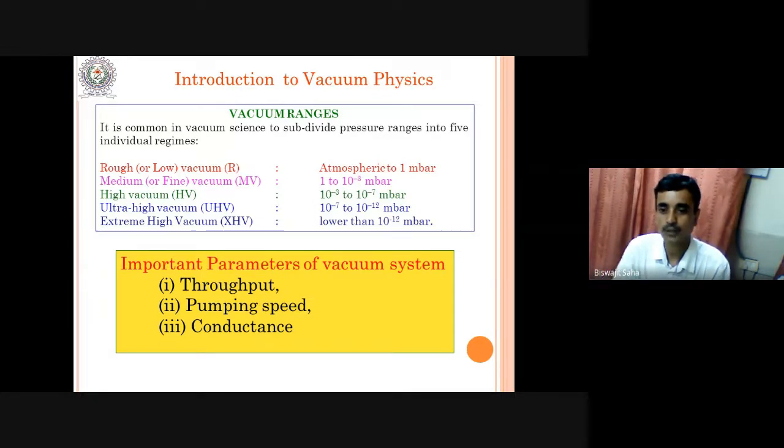You can't imagine 10 to the power minus 12 millibar, what kind of pump will be required to exhaust a system to get a vacuum as low as 10 to the power minus 12 millibar.